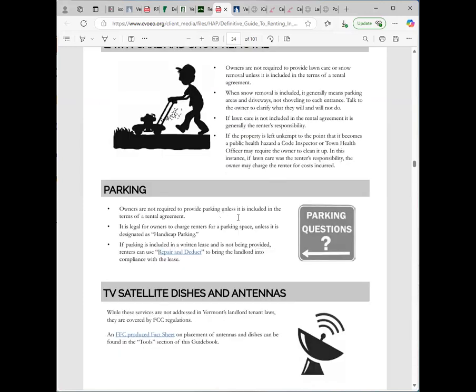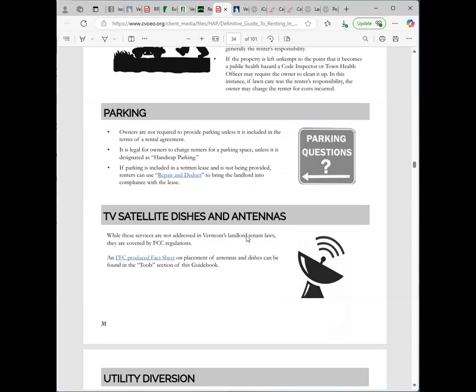Parking questions. It's another one. Owners are not required to provide parking unless it's included in the terms of the rental agreement. TV, satellite dishes, and antennas.